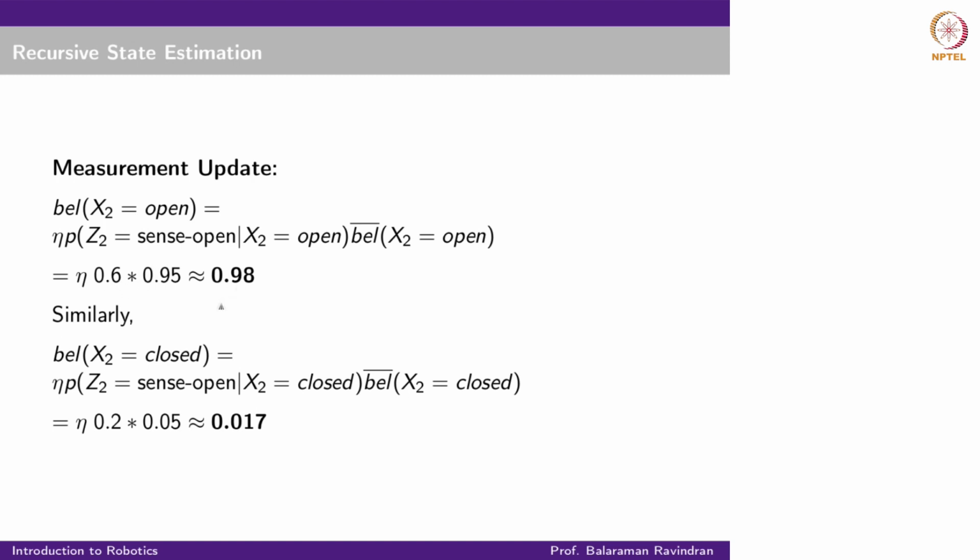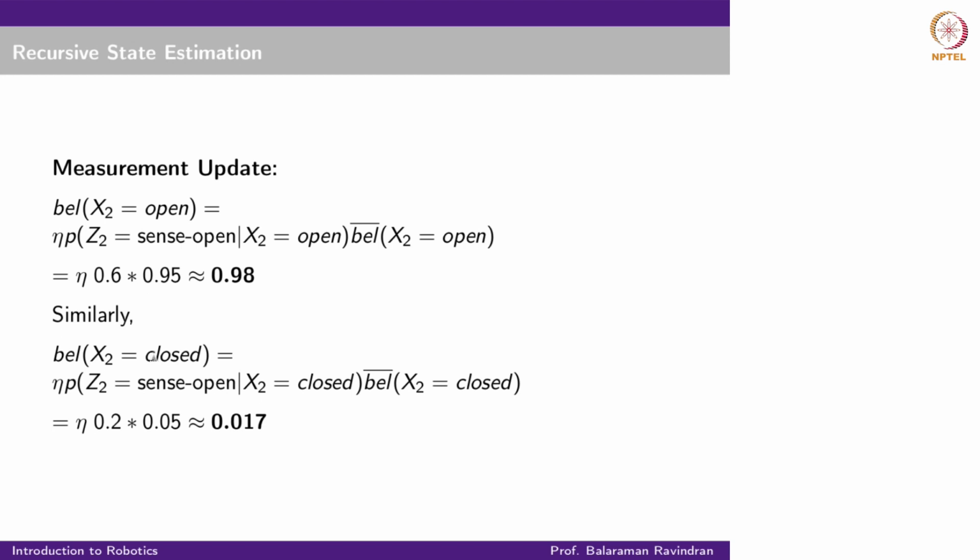In fact, here I have not done the normalization computation separately. So this whole thing evaluates to something like 0.98, okay? And similarly, I look at the belief of x2 equal to closed. I take my prediction value, the bel bar that x2 is closed, and look at the probability that I will sense open if it is closed. I know that probability is 0.2, and my bel bar value is 0.05, and I take this product and adjust by the normalization constant. I basically get 0.017. These are all approximations, right? So I get 0.98 as my belief that x2 is open, and 0.02 if you round it up, the belief that x2 is closed.